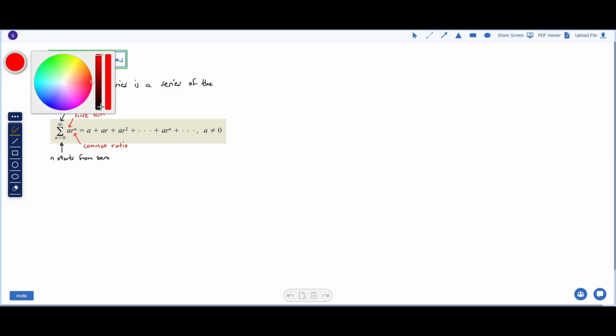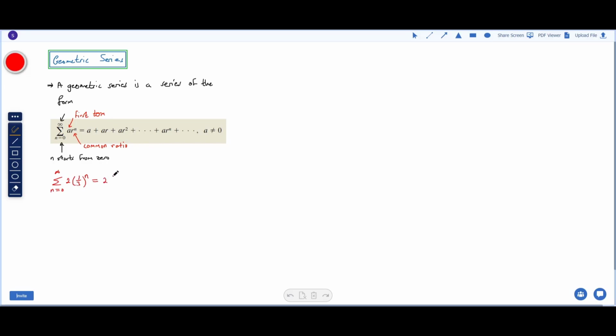So let me show you an example. We'll have the sum from n equal to 0 to infinity of 2 times 1 over 3 to the power of n. So when n is equal to 0, we just get 2. When n is equal to 1, we get 2 over 3. When n is equal to 2, we get 2 over 9. When n is 3, we get 2 over 27, and so on.